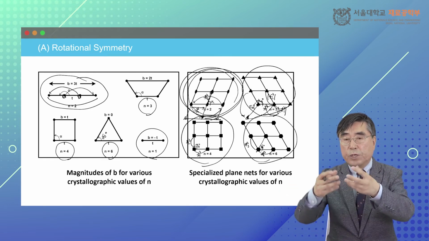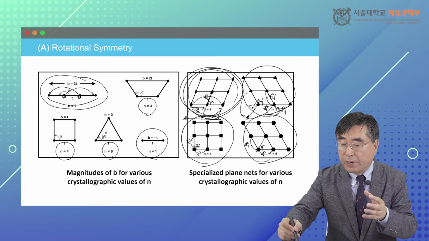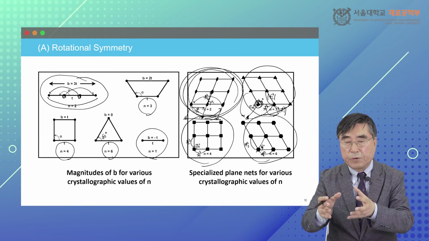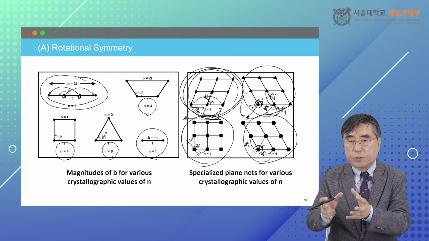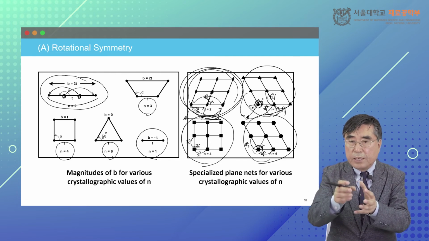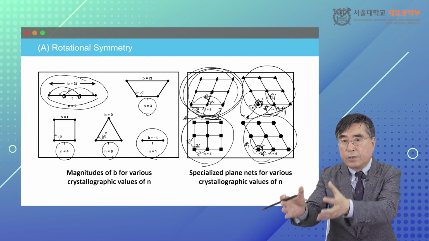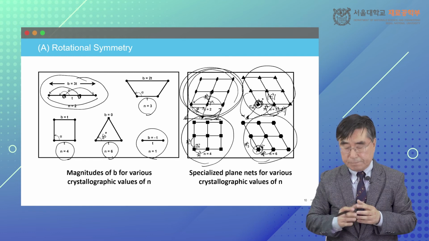But when you put the bases along this lattice point, if it follows the threefold symmetry, then that's the plane net based on threefold symmetry. If I put the bases with sixfold rotation surrounding these lattice points, then this is the plane net of a lattice point based on sixfold rotational symmetry.